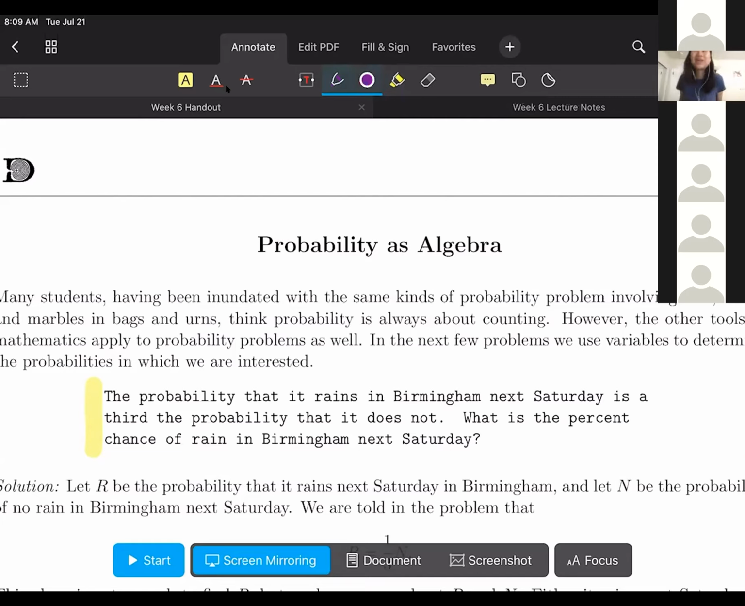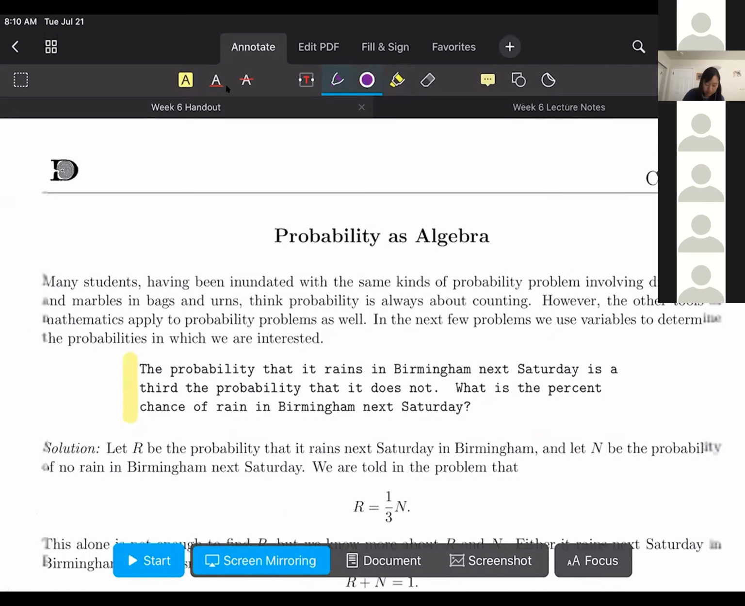Okay, no worries. Could I try? Yeah. We could find the ratio of it raining to the ratio of it not raining. So you know that the addition of them is equal to 1. So since it's not raining is 1/3 of it raining, then that ratio would be 1:3. Yeah, awesome. So let me explain this, and it's in the notes too.